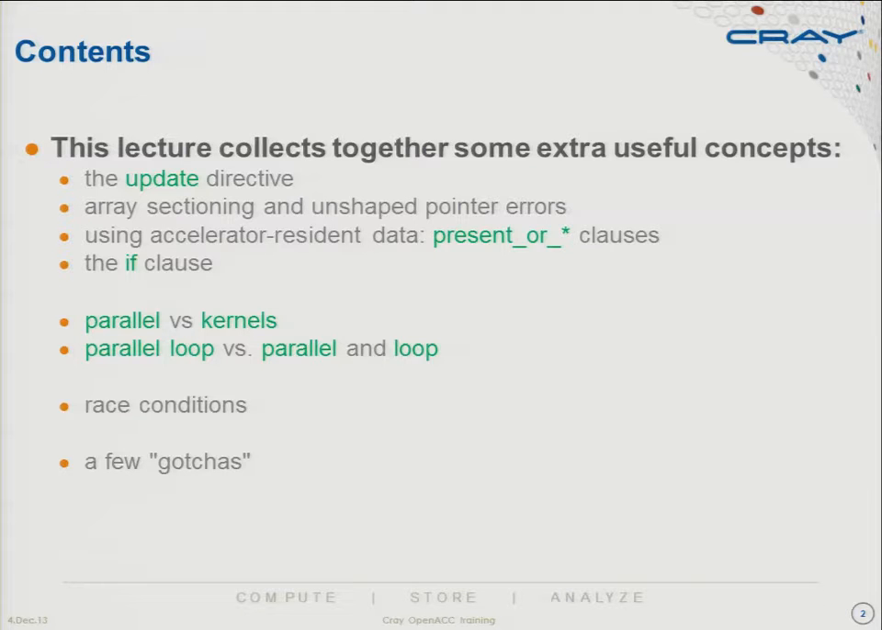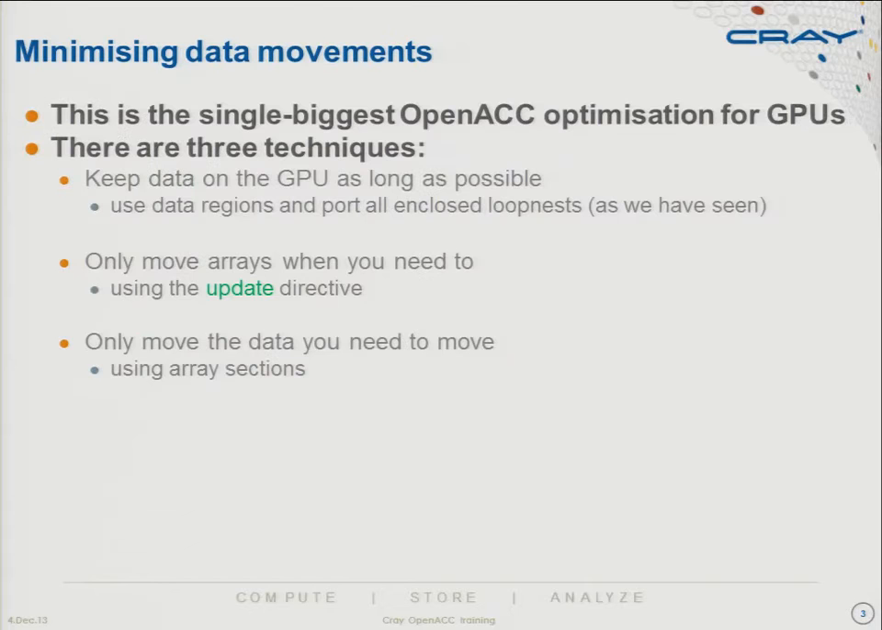So in this talk, I'm going to go through a few directives that I haven't talked about before, a little bit about the difference between parallel and kernels, and a little bit of lessons I've learned along the way when I've been using it. Minimizing data movement is something that you want to do, and we had this idea of data regions. So you should keep the data on the GPU as long as possible with big data regions that span as much of your code as you can. Only move data when you need to.